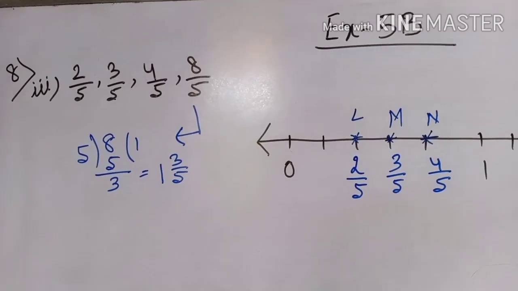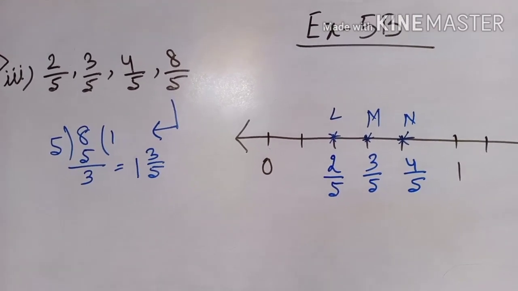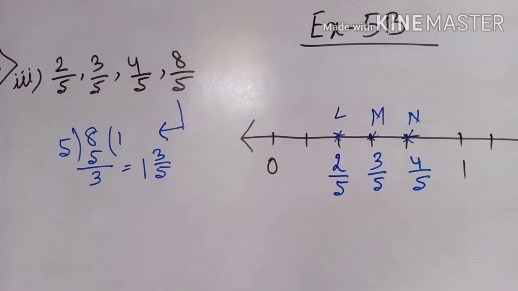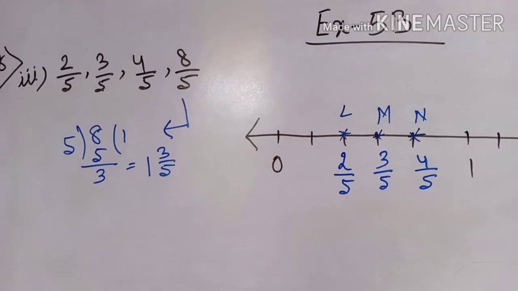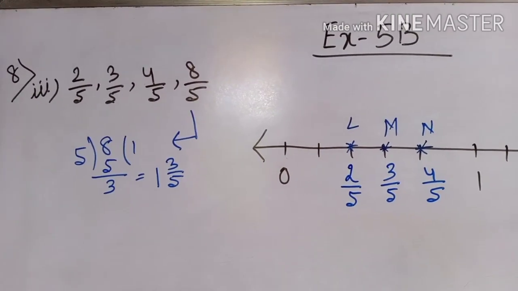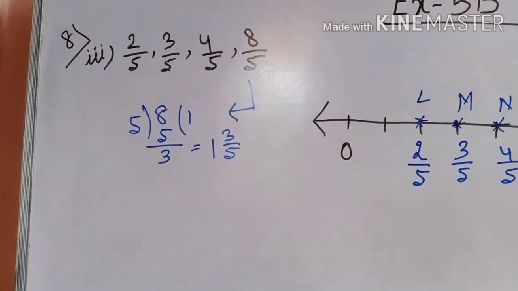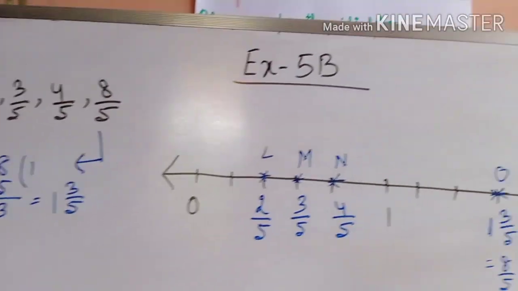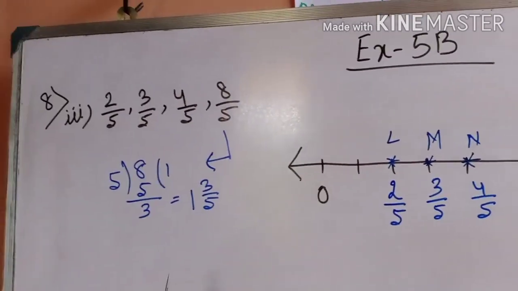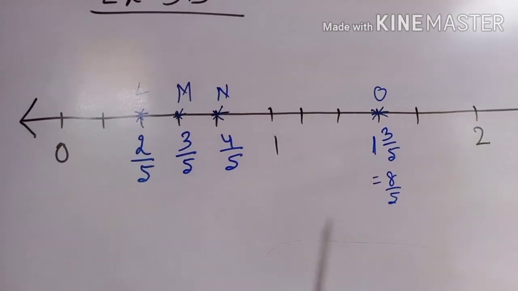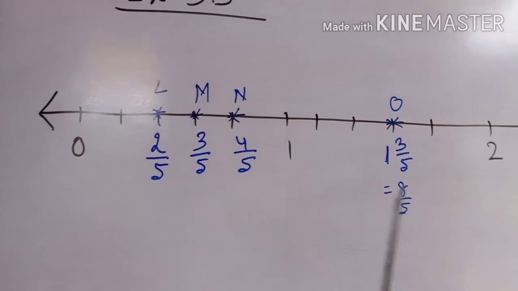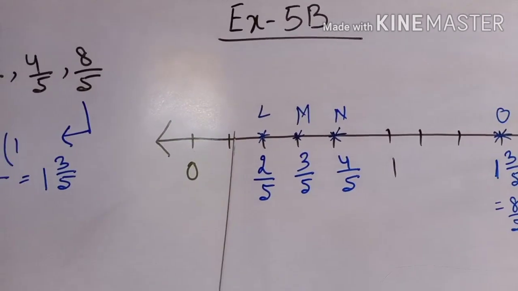Next question is we have to represent 2 by 5, 3 by 5, 4 by 5, 8 by 5, right? So 8 by 5 is an improper fraction. So we will change it into a mixed fraction. So 8 divided by 5, and we are getting 1 3 by 5, right? Now we draw a number line and since it is 1 3 by 5, so 0, 1 and 2 will be equidistant. Now 0 to 1 and 1 to 2 will each be divided into 5 equal parts.